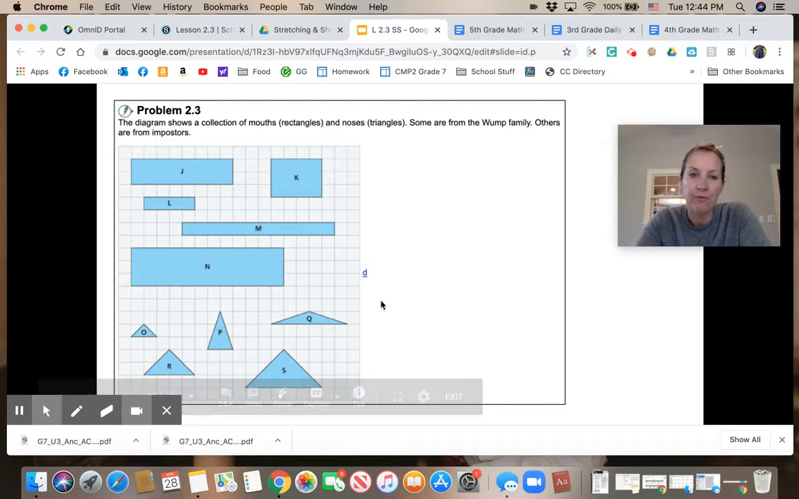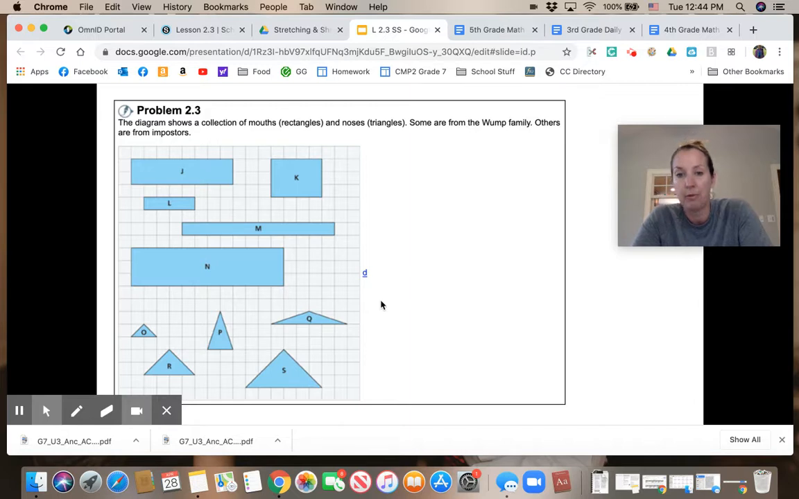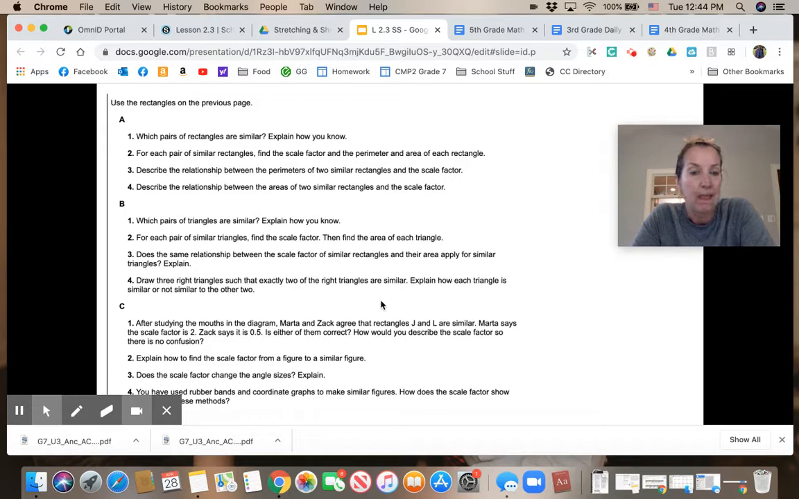So how are you going to figure out which are from the WUMP family and which are from imposters? Now, some of them you might look at them and be able to tell, but I'm pretty sure they're going to ask us to know exactly how we figured it out. So A is about the rectangles. Use the rectangles on the previous page or print out the worksheet. Which of the pairs are similar?